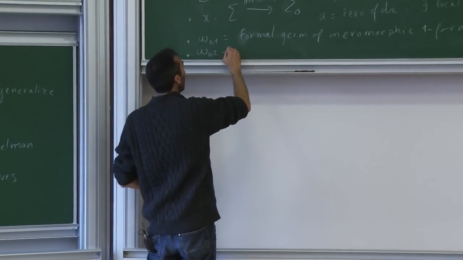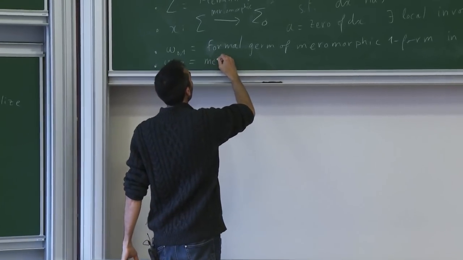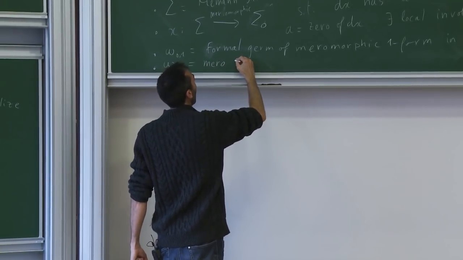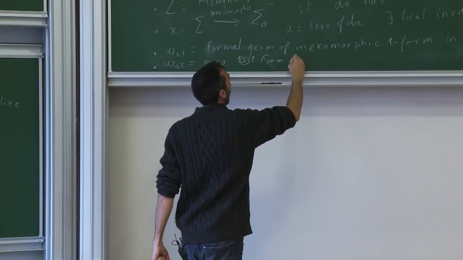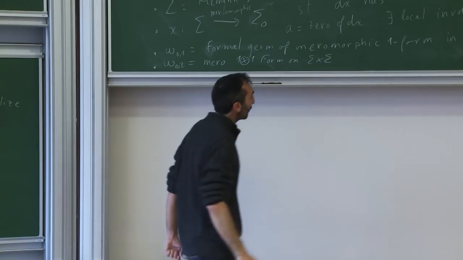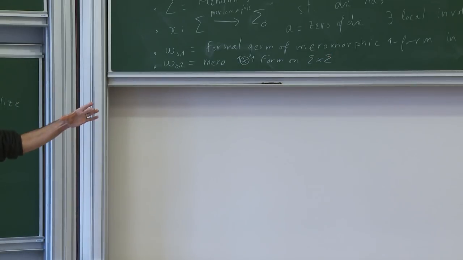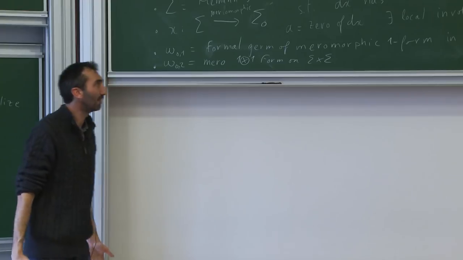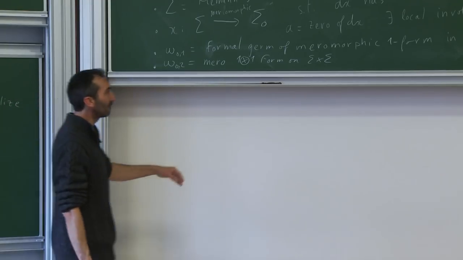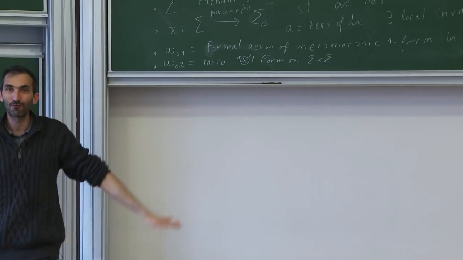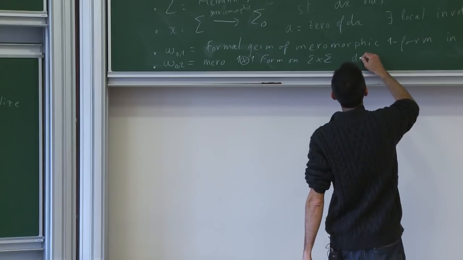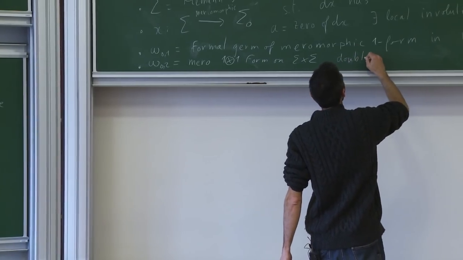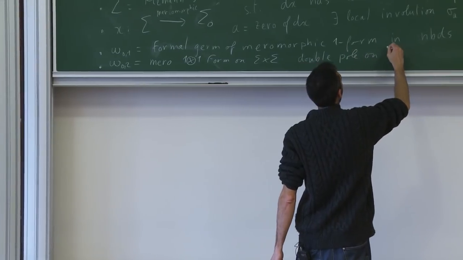On omega 0, 2 is a meromorphic 1 tensor 1 form on sigma cross sigma. This one, I like it to be defined in a full neighborhood, so not only a formal series. Again, I'm not sure it's absolutely necessary, but let me assume that it's really not just a formal series, but really with a double pole on the diagonal.